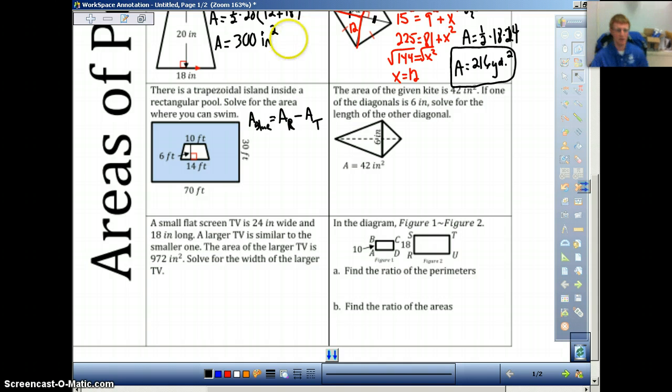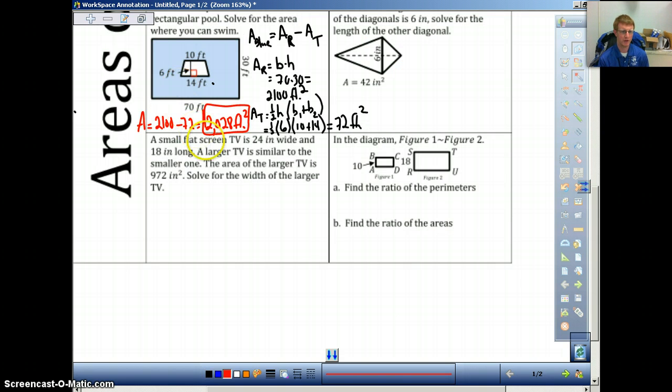Hit play when you're ready so you can see if you get the answer right. So hit pause and take a minute to do that. Okay, so looking at this, we have our area of our rectangle is base times height, so that was 2100. The area of the trapezoid, 1/2 height, base 1 plus base 2, is 72. And now we subtract our area of our rectangle minus the area of the trapezoid, and that will give us what's left over. You should have gotten 2,028 feet squared.